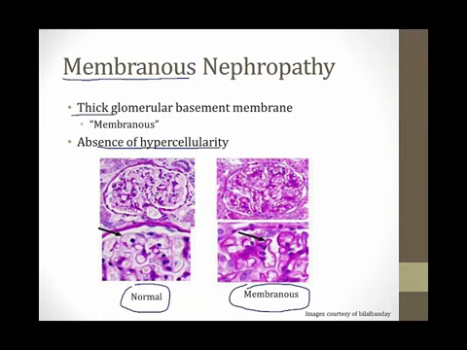Why is this feature so important? Well, if there was hypercellularity within the glomerulus, then the disorder would not be membranous. It would instead be membranoproliferative glomerulonephritis. That disorder gets its name because in membranoproliferative glomerulonephritis, in addition to thickening of the basement membrane, there is hypercellularity of the glomeruli, hence the name proliferative in the title of the disorder.